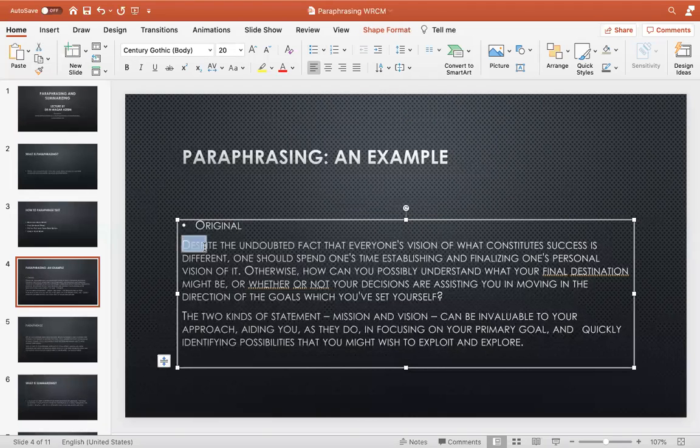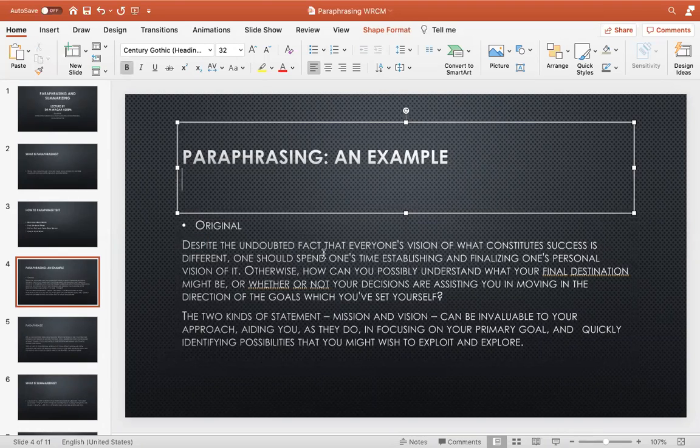So it starts from here. Despite the undoubted fact that everyone's vision of what constitutes success is different, one should spend one's time establishing and finalizing one's personal vision of it. Otherwise, how can you possibly understand what your final destination might be, or whether or not your decisions are assisting you in moving in the direction of the goals which you have set yourself?